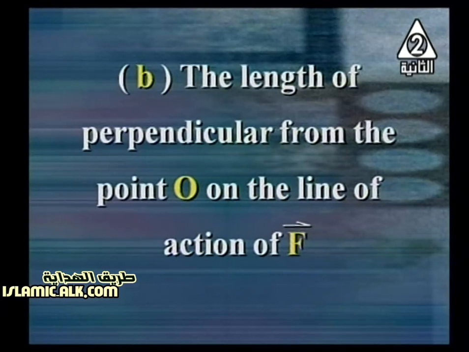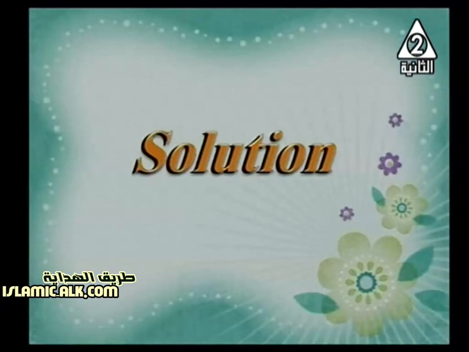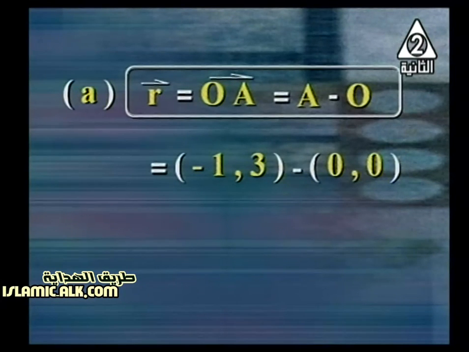Look at the solution. Number A. What is the meaning of R? R is the position vector from the center O to A. We have 2 points, O and A. R vector equals OA vector equals A minus O. What is the coordinate of A? (-1, 3). The coordinate of the origin point is (0, 0). When we subtract, the answer is (-1, 3).